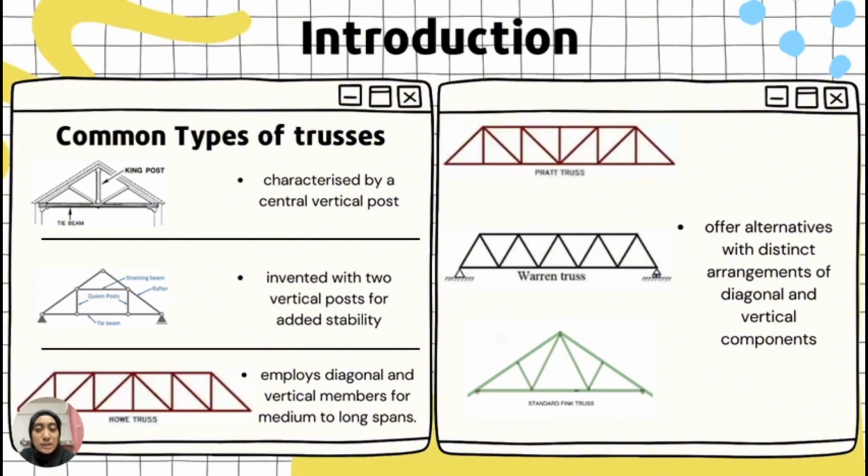There are many types of trusses that have been utilized in construction to meet specific engineering needs. Examples of these trusses include the king post truss, which is characterized by a central vertical post, and the queen post truss, which is designed with two vertical posts for added stability. The Howe truss employs diagonal and vertical members for medium to long spans. Other than that, the Pratt truss, Warren truss, and Pink truss also offer alternatives with distinct arrangements of diagonal and vertical components. Characteristics like span length, load requirements, and architectural considerations also play a role in the selection of truss design, which demonstrates the adaptability and diversity of trusses in contemporary construction.